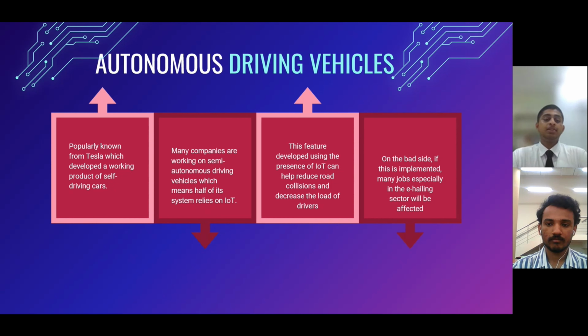But since there is a good thing, there will surely be a bad thing. In this case, on the bad side, if this is implemented, especially in Malaysia or even worldwide, researchers have shown that in 10 years' time, autonomous driving vehicles might be implemented in Malaysia, which means many jobs, especially in the e-hailing sector, will be affected. E-hailing companies will no longer need humans or employees to drive the vehicles because everything will rely on computers, which means that the rate of unemployment will increase subsequently.